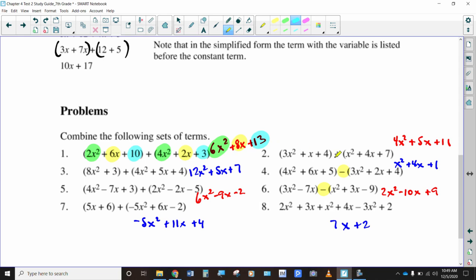Combine all the x terms, all the x squared terms, and the constant terms, or the single unit tiles, and put them all together. That should be pretty straightforward. Now, I am going to have to show you what's going on here.